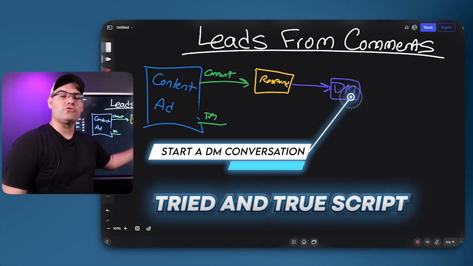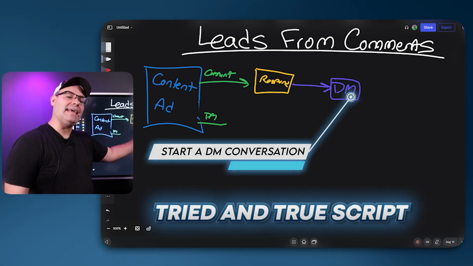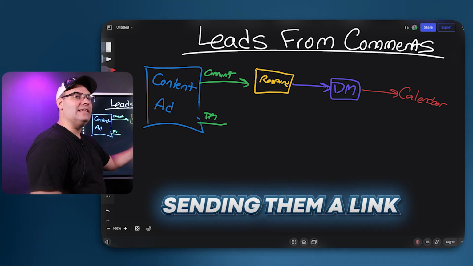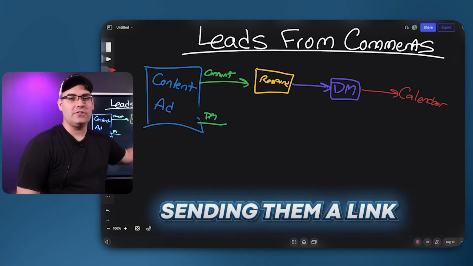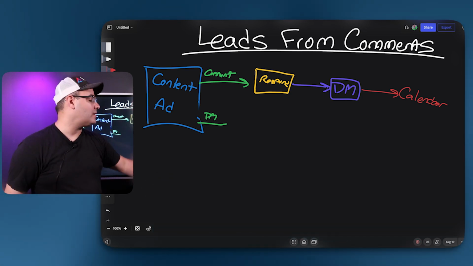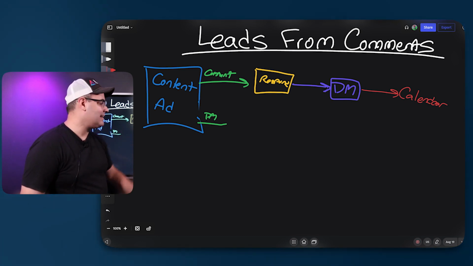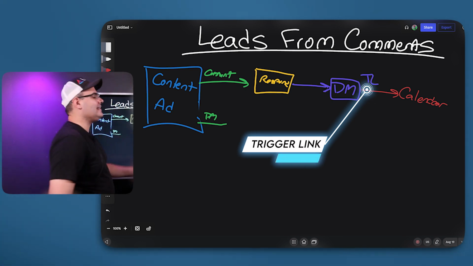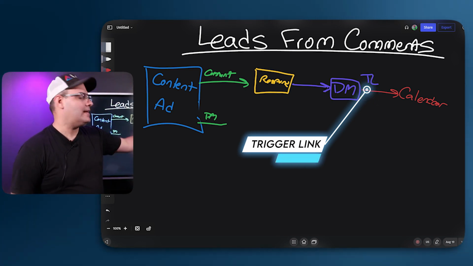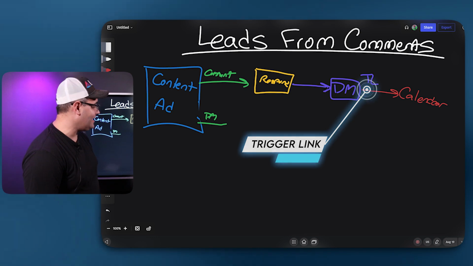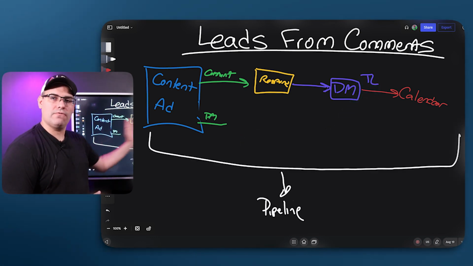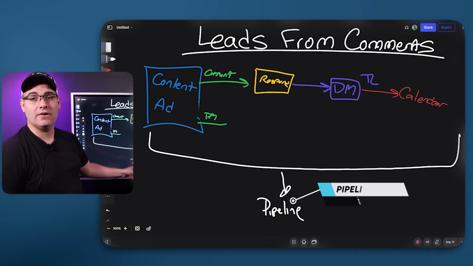We're going to use a tried and true script here to help generate a lead and gather all of the contact information. And at the end of that conversation, we're actually going to send them a link to either a calendar or a free digital download. And for the purposes of this video, we're going to send them to a calendar link. We're going to do this using a trigger link, because we can then listen if they clicked or not. So this is actually going to be a trigger link inside here. And then we're going to take all of the leads that go through this particular process, and we're going to drop them here in a pipeline.